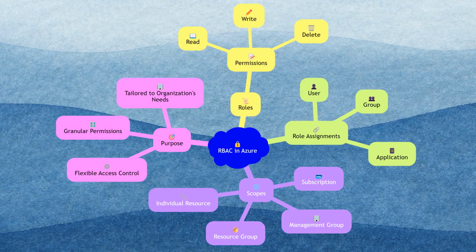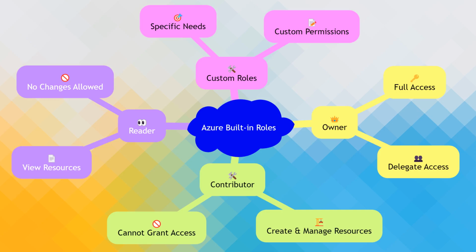resources. RBAC in Azure consists of three main components: roles, role assignments, and scopes. Roles define a set of permissions, such as read, write, or delete. Role assignments link a role to a user, group, or application at a specific scope. Scopes can be a management group, subscription, resource group, or individual resource. Together, these components allow you to create a flexible and granular access control system that can be tailored to your organization's needs.